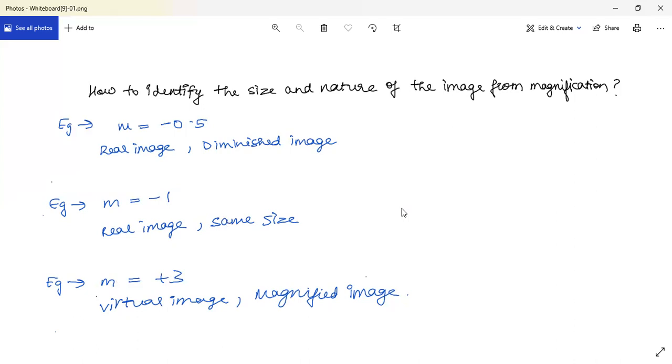So yes, we're done with this chapter, right? So just one last thing, very important to remember, is 2f = c. That is twice the focal length equals the radius of curvature, right? So okay, we are done.